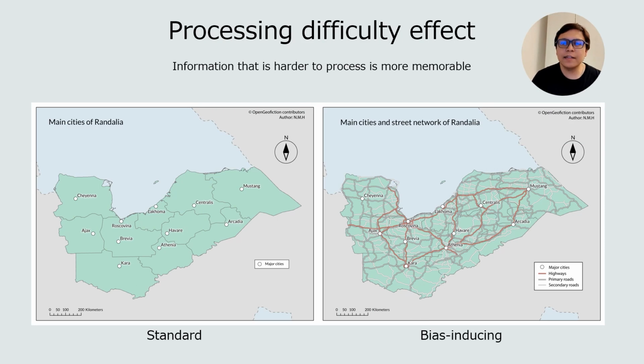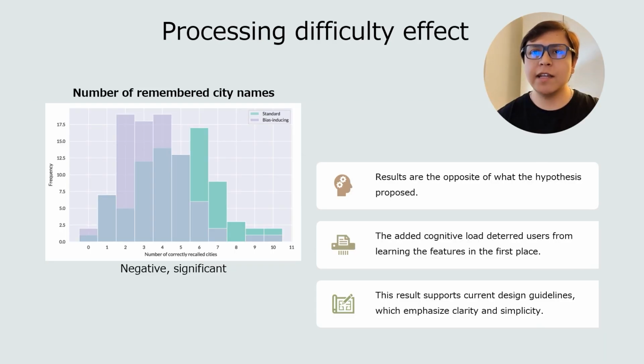The next effect that I tested is the processing difficulty effect, which makes people better recall information which was hard to process. So a map with labeled cities was created, and I decided to introduce this road network in the bias-inducing version to increase its complexity and thus the cognitive effort it requires to read the information. The test showed negative results, which means that people who had the bias-inducing version of the map recalled fewer features from it.